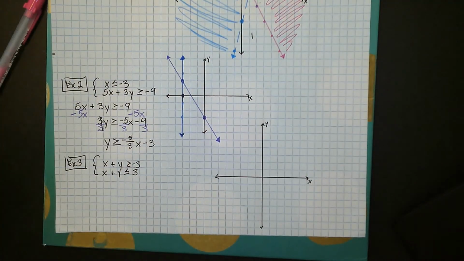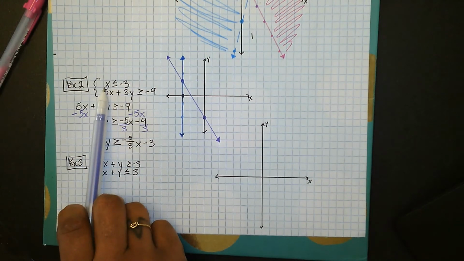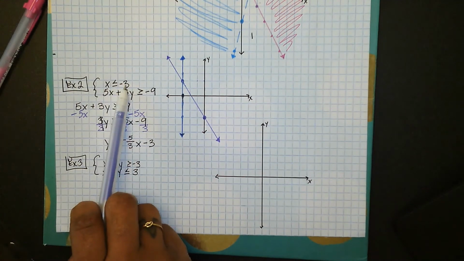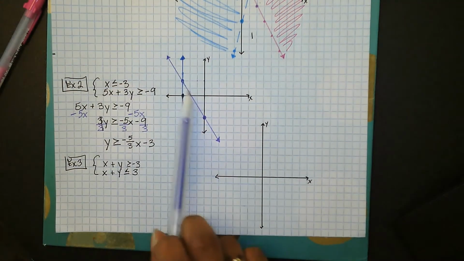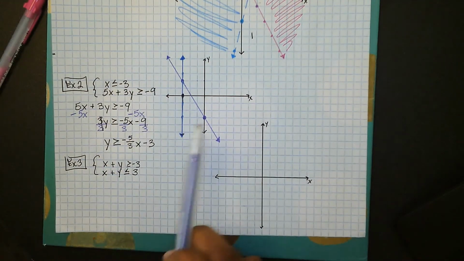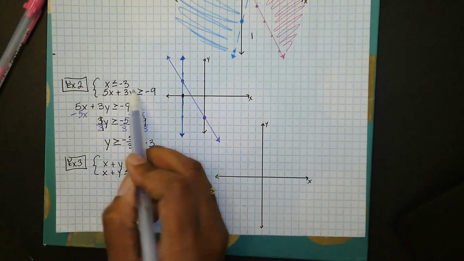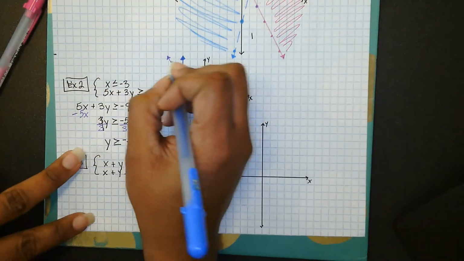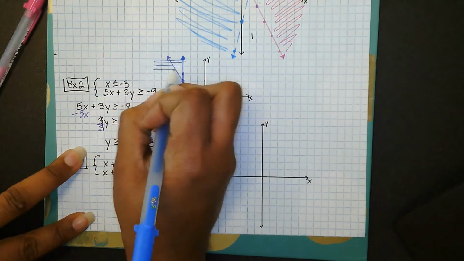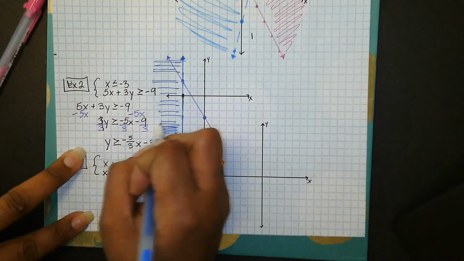So now that we have both of our lines graphed, we are able to now shade. Because the first inequality is x is less than or equal to -3, and it's a vertical line, you look at where the inequality symbol is pointing, and that is where you should shade. So it says x is less than -3, so we're going to shade everything on the left side because it's less than -3.